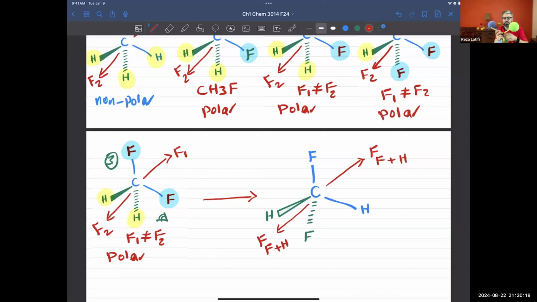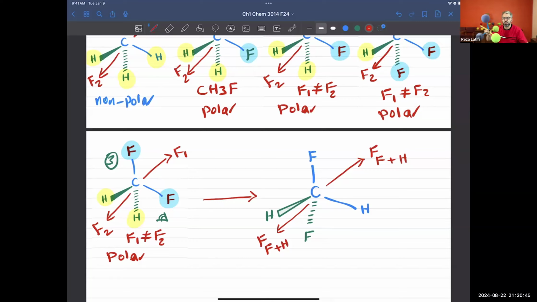So again, the fluorines, you put it between them. And for the hydrogen, it will be right in the middle of them. Clearly, fluorines will not be canceled by the hydrogen.